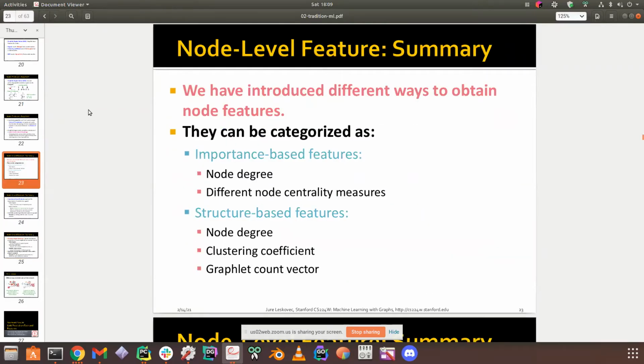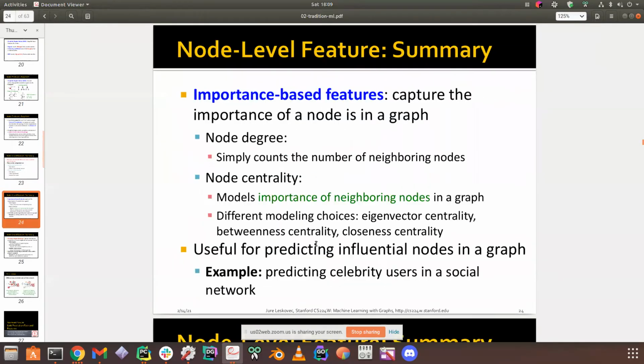Yeah, so for node level features, they divide it into important base features like node degree and centrality measures, and then structure-based features, which are about the structure of a graph, for example, the node degree, the clustering coefficient of each node, and the graphlet count vector.